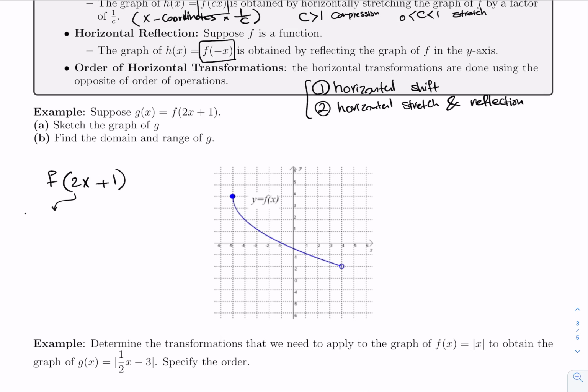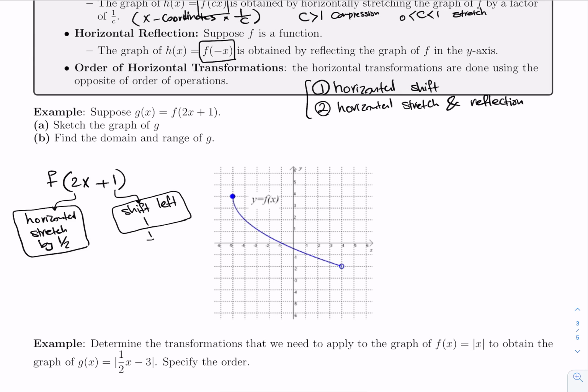2 means a horizontal stretch by half, which means all the x coordinates times half. Plus 1 means a horizontal shift to the left 1 unit. In the proper order, we apply the shift first and then we apply the horizontal stretch. So let's do this step by step.